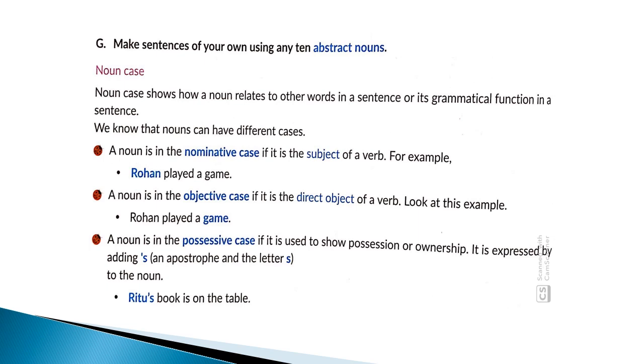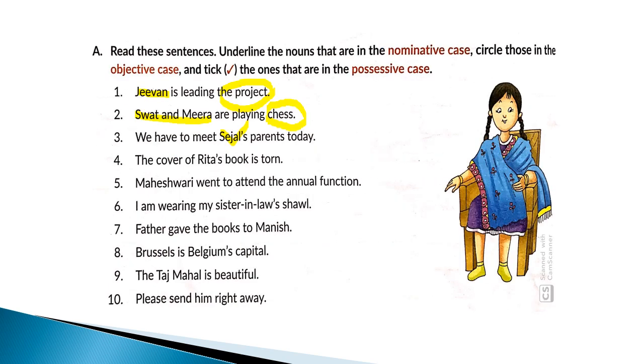Now we have already gone through the noun cases. We know what a nominative case is, when the noun is the subject of the verb. We know what an objective case is, when the noun is a direct object of a verb. And we also know what a possessive case is. When there is ownership or possession expressed by adding an apostrophe, it becomes a possessive case. Based on this, here is an exercise for you.